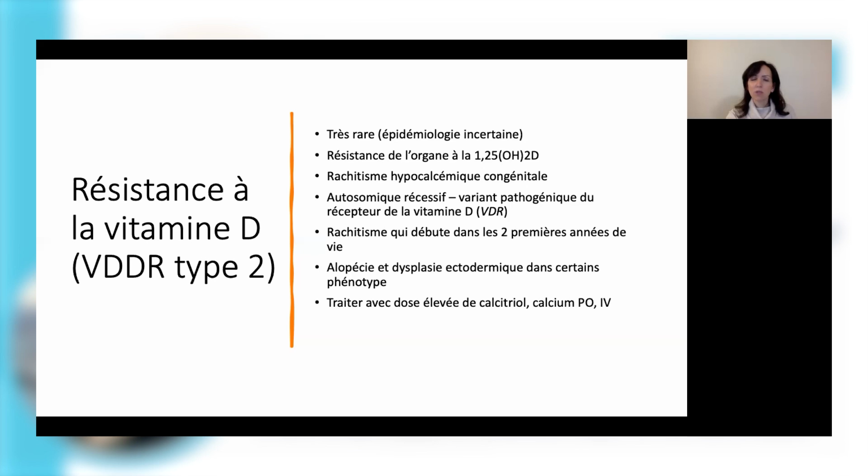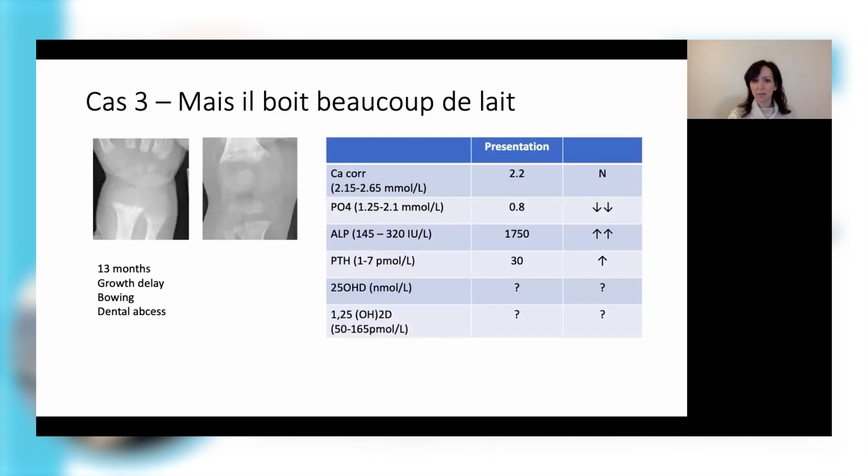Now, a really quick word, because this is really, really rare: you can also have resistance to vitamin D. This is where your 125 is present, it's just not effective because the vitamin D receptors in your end organs are not accepting it and not able to use that 125. The rickets happens in the first 2 years of life, and some kids actually have alopecia or ectodermal dysplasia because of the mutated vitamin D receptors in the keratinocytes. How do we treat these kids? It can be quite difficult. They really need high doses of calcitriol, high doses of calcium, and sometimes even intravenous calcium.